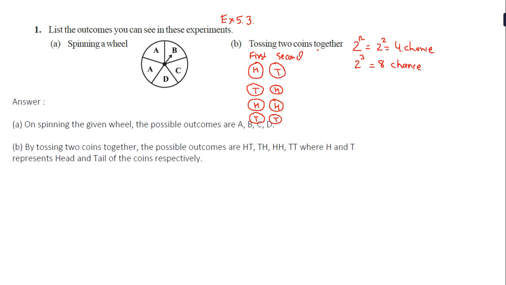Tossing two coins together, there are 4 chances: head tail, tail head, head head, tail tail. So by tossing two coins together, the possible outcomes are HT, TH, HH, TT, where H and T represent head and tail of the coin respectively. Now if I want to find the probability of it, we have to go to the next question.